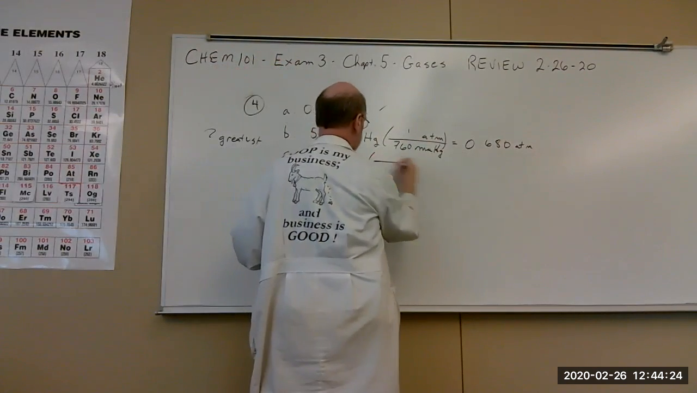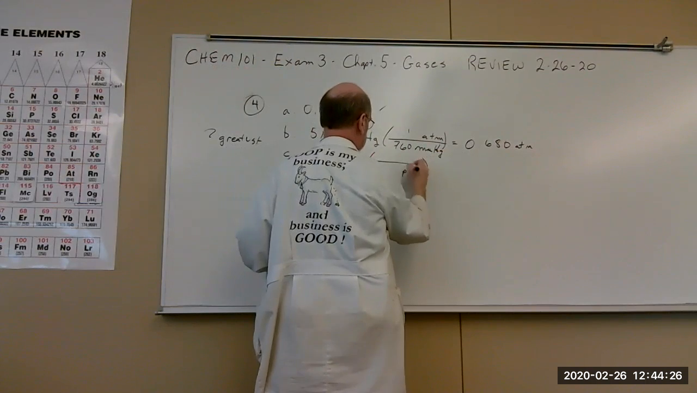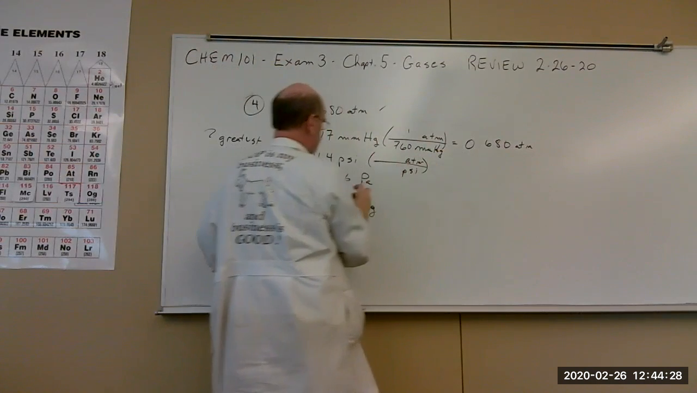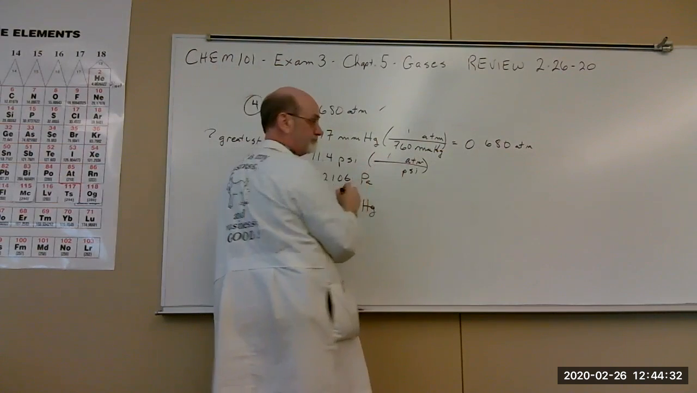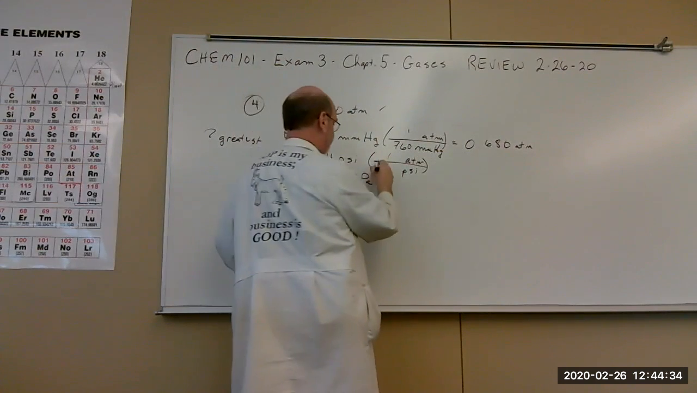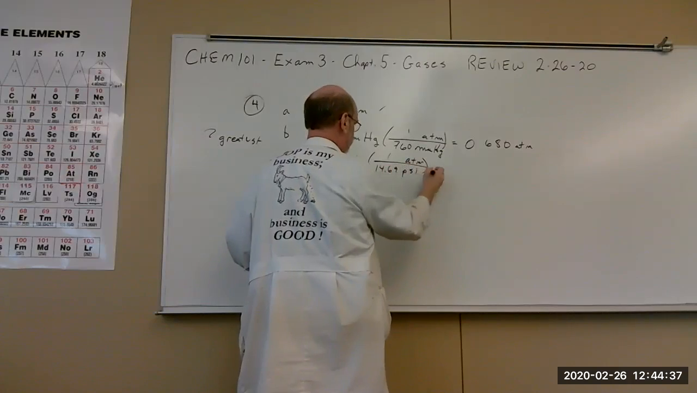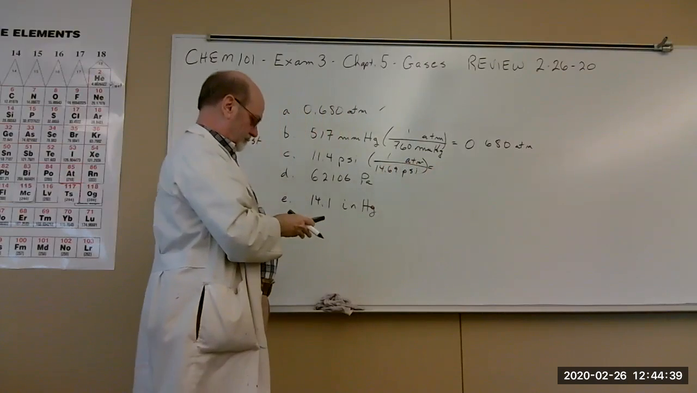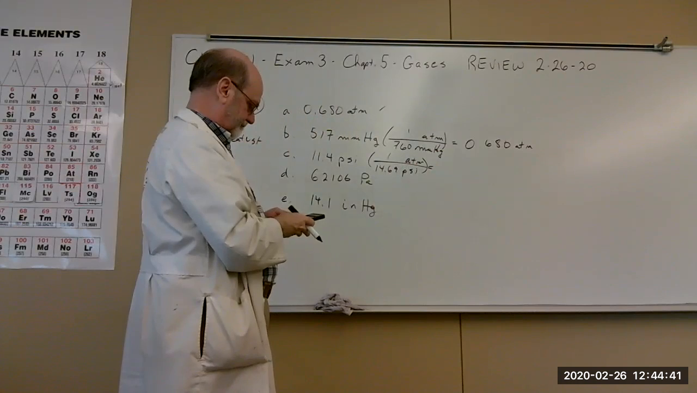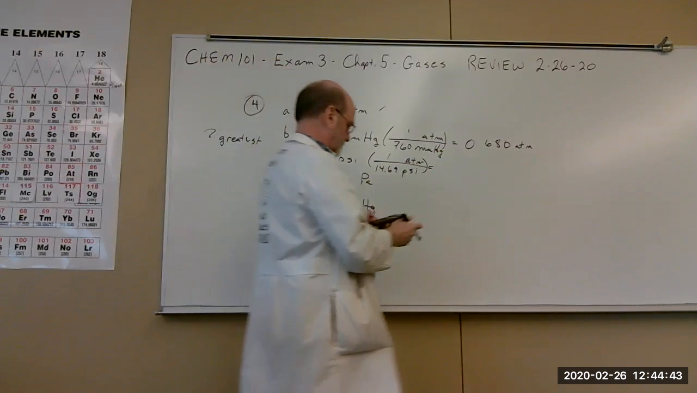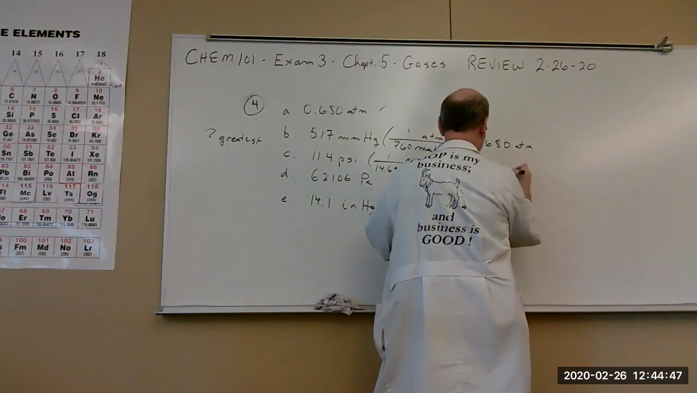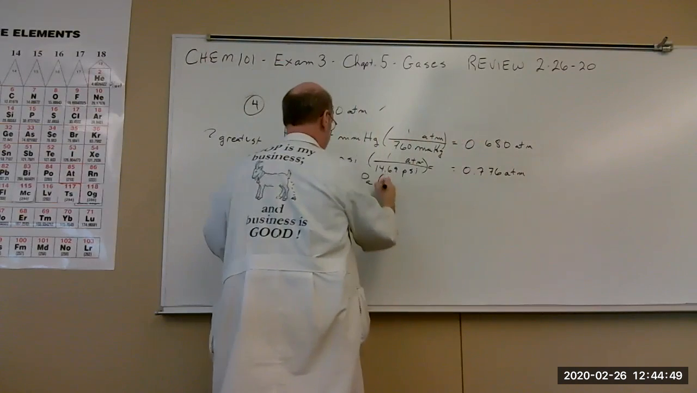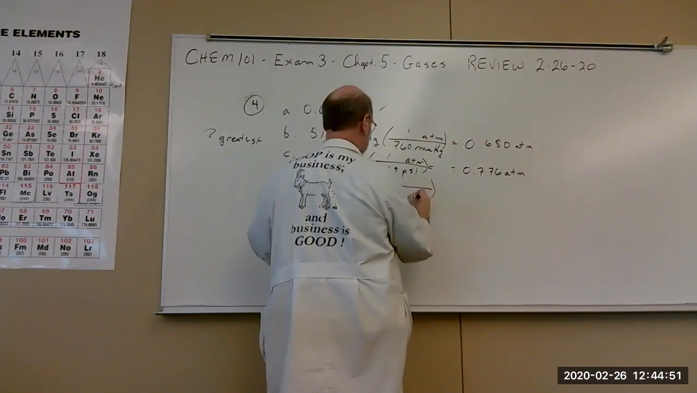So this one is 0.680 atmospheres. That one's equal to this one. How about the conversion here? How many PSIs per atmosphere? 14.50. Okay. This one is 0.776 atmospheres. How about pascals? That one you might have to look up.